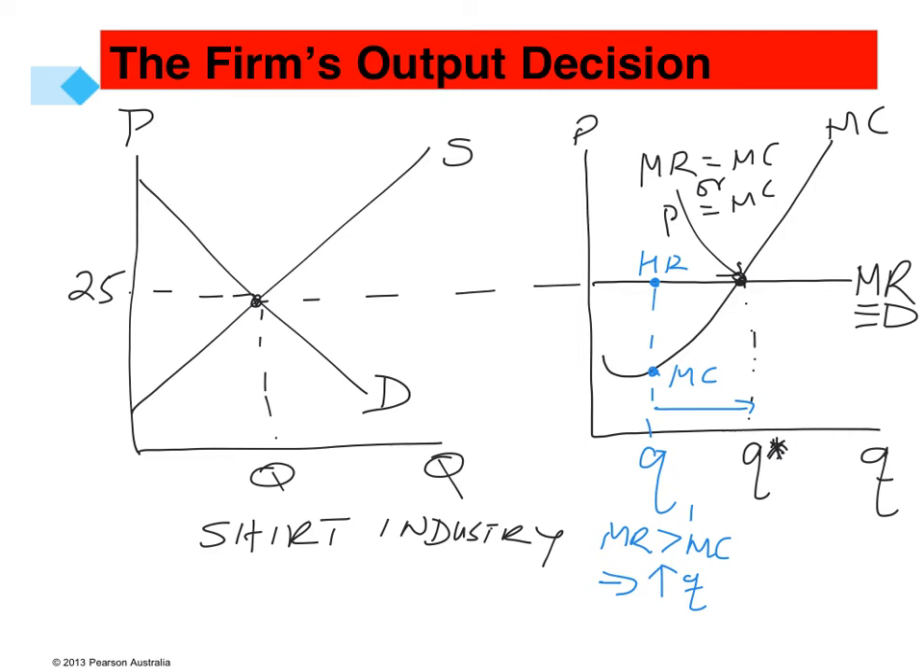On the other hand, if they produce, say, Q3, at Q3 the marginal revenue is here and the marginal cost is there. So the marginal revenue is less than the marginal cost, and in that case it has to decrease output.